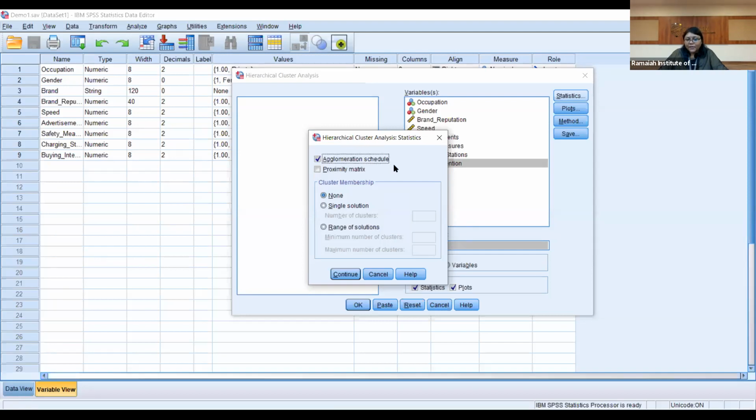Now in this case, there is Statistics. We can go ahead with the agglomeration schedule. That means it will give you an entire schedule of how this agglomeration process has happened, the same agglomerative technique that we have seen. We can also check the proximity matrix. And now in the cluster membership, there are three options actually. If you want a range of solutions, that means you want your clusters to be in a particular range. Suppose you don't want any of the clusters more than 5, but again the minimum number of clusters should be 1. So you can go ahead with this range of solutions, saying that the minimum number of clusters is 1 and the maximum number is 5.